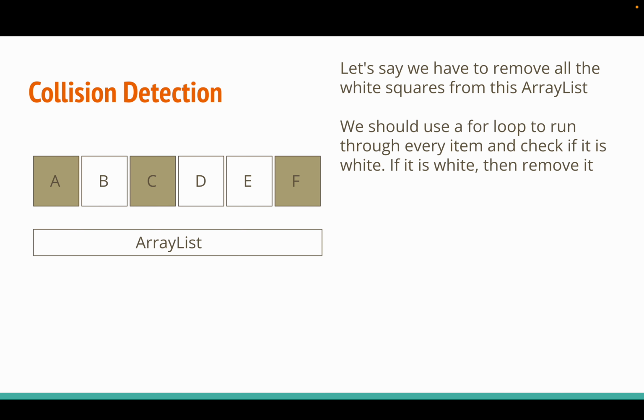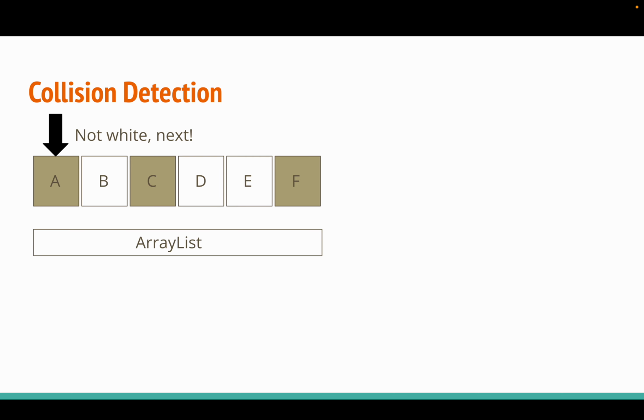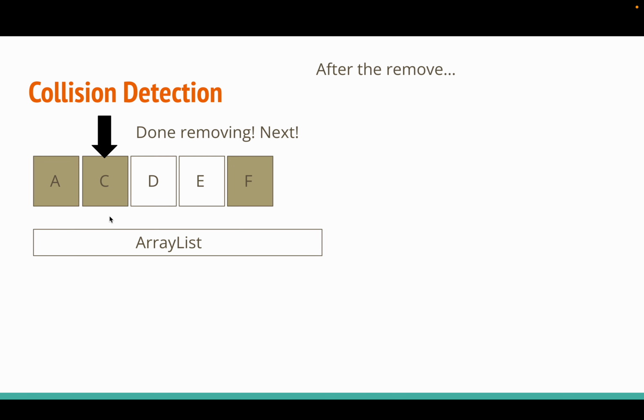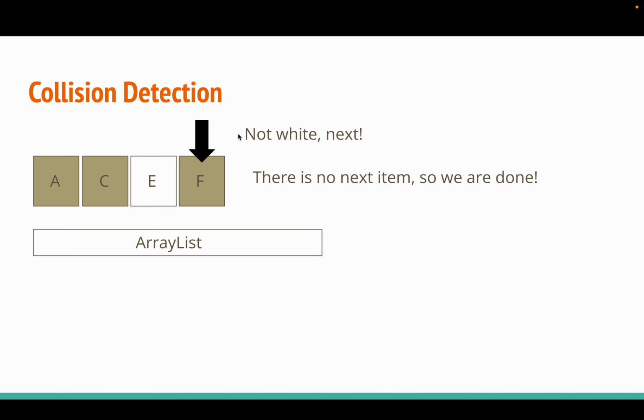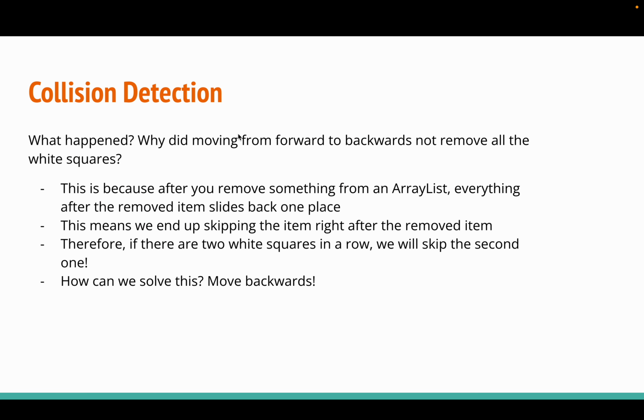So let's say that we want to remove all the white squares from this array list. We should use a for loop to run through every item and check if it is white. And if it is white, we're going to remove it. Cool, well let's try this out. First one, not white, next. This is white, let's remove it. Done removing, let's go next. White, remove it. Done removing, next. Not white, next. What happened?